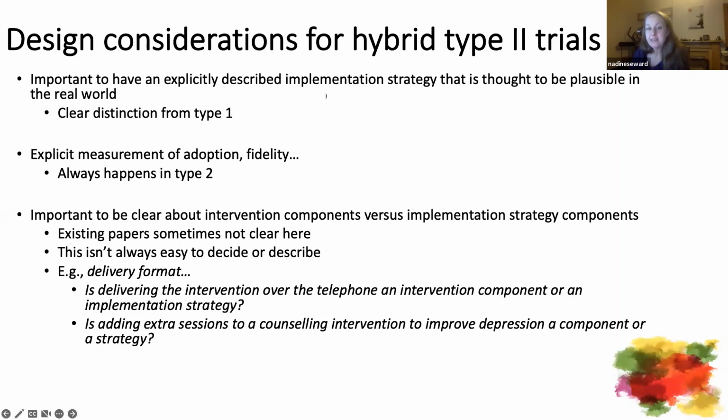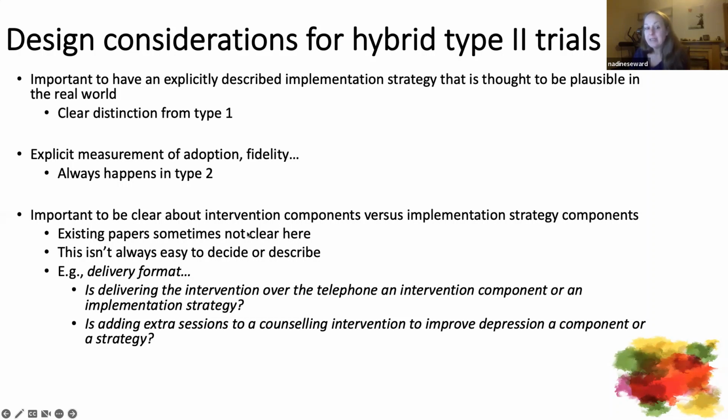We explicitly describe the implementation strategy and explicitly describe the implementation outcome to measure that implementation strategy. If I was reviewing a paper or a study, I'd want to see that. I'd want to see that incorporated into the trial design. Explicitly measure adoption and fidelity. This is super important here, okay? Because if these two get compromised, it's going to influence the effectiveness of your intervention.